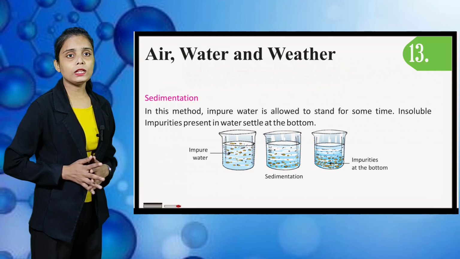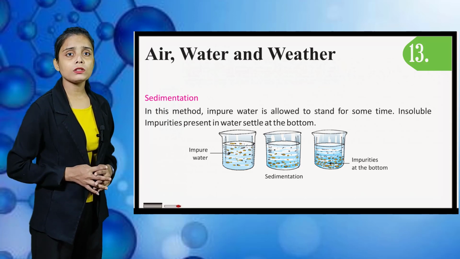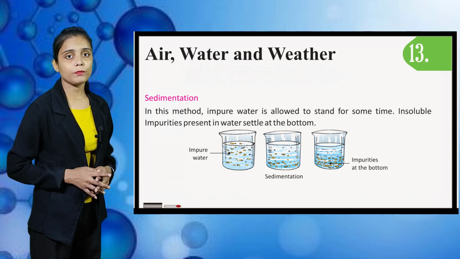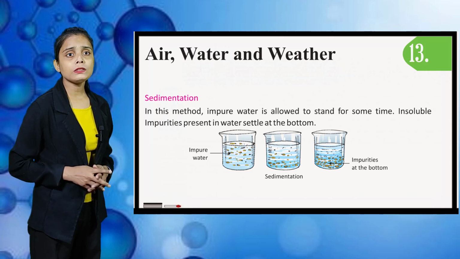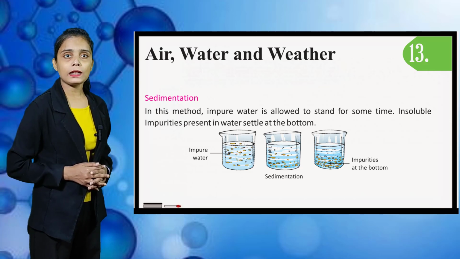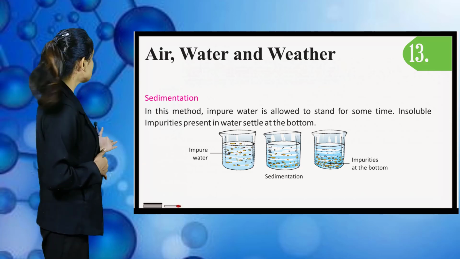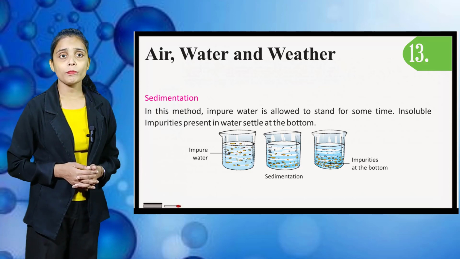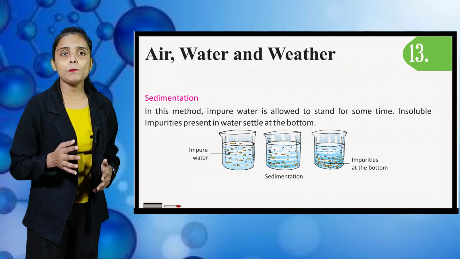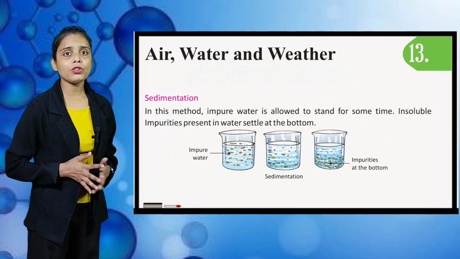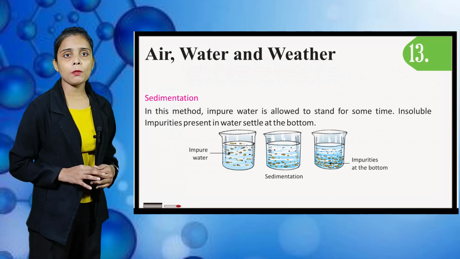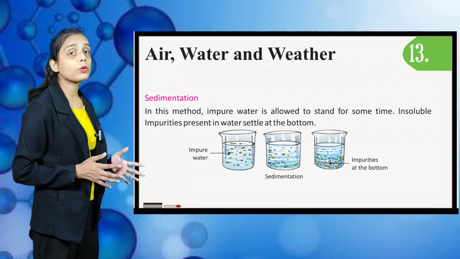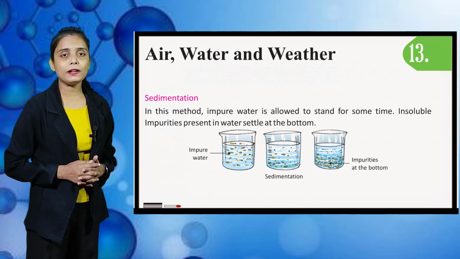Sedimentation. In this method, impure water is allowed to stand for some time. Insoluble impurities present in water settle at the bottom. Here you can see the picture of sedimentation: the impure water, then sedimentation, and then impurities at the bottom. In these three stages, you can understand the process of sedimentation.